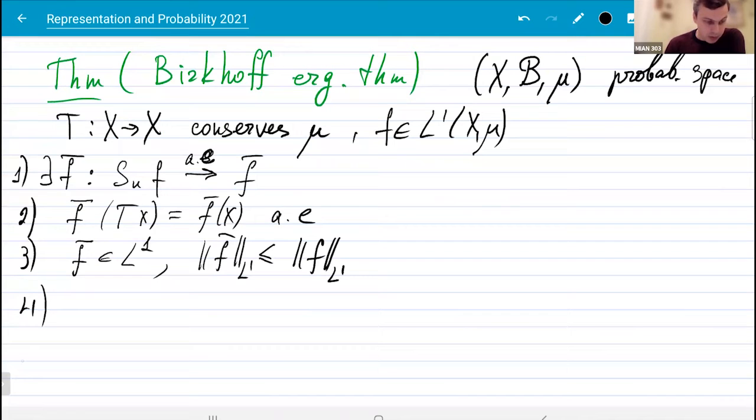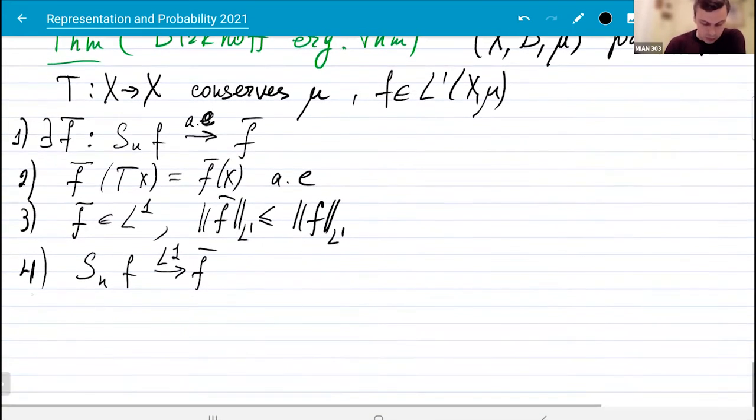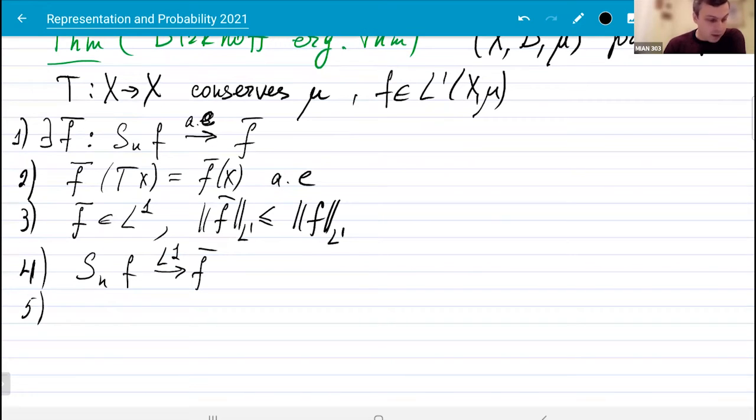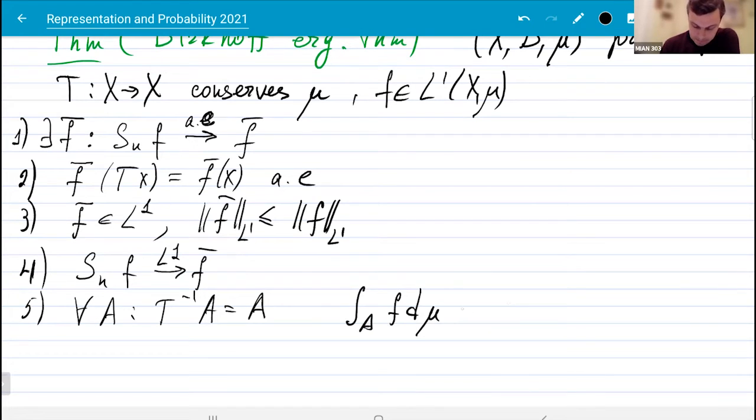The fourth statement is that the convergence here is in fact in L1 also, not only almost everywhere. And the fifth statement is the following: for any invariant set A, that is, its preimage is itself, we have that the integral of the original function over this A is the same as of this limit function.